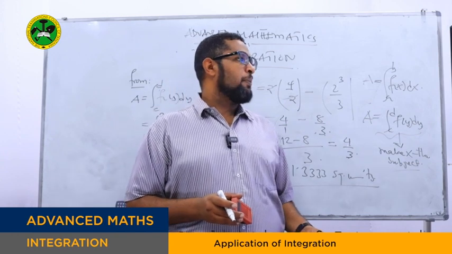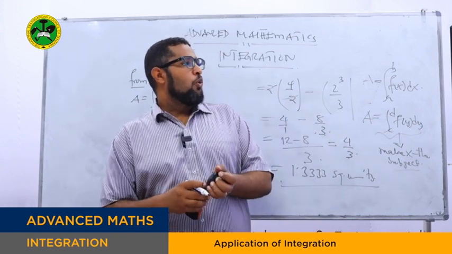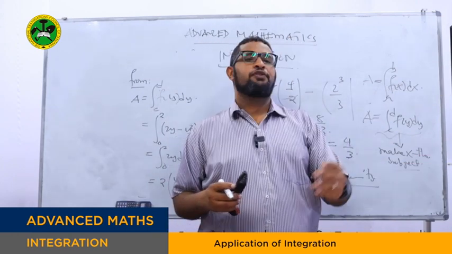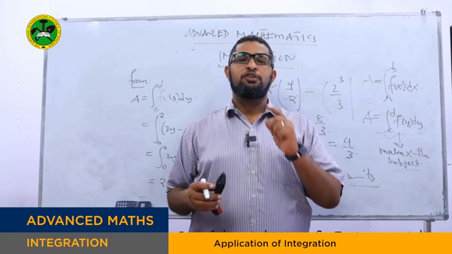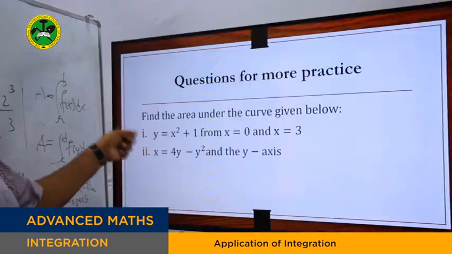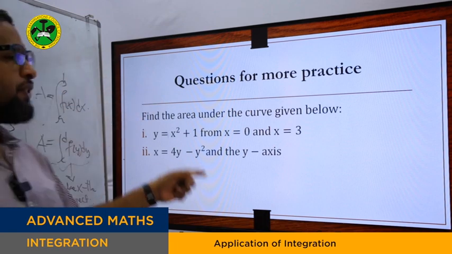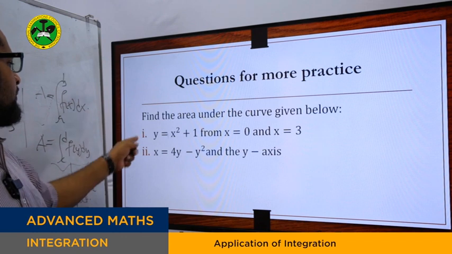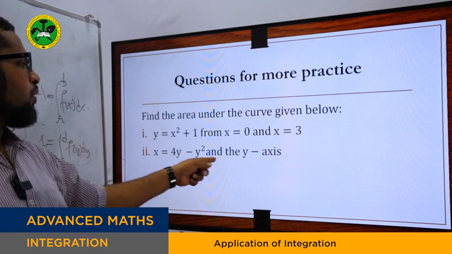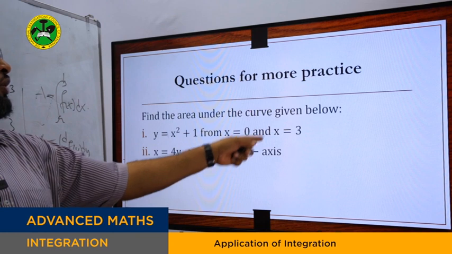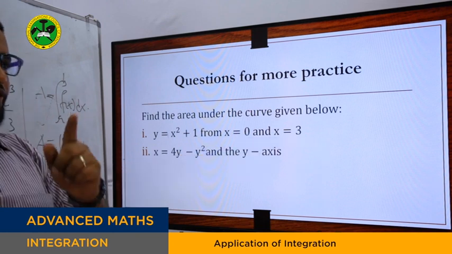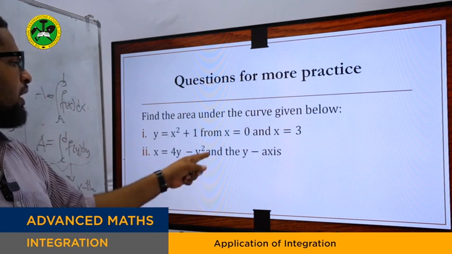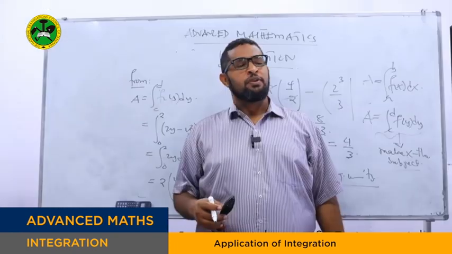Now, to wind up, here we have questions for more practice. I know you have plenty of time staying at home, so don't take that time for granted. Take these questions and work on them. Find the area under the curves given below. Number 1, y equal to x squared plus 1 from x equal to 0 to x equal to 3. That is question number 1. Number 2, x equal to 4y minus y squared and the y-axis.